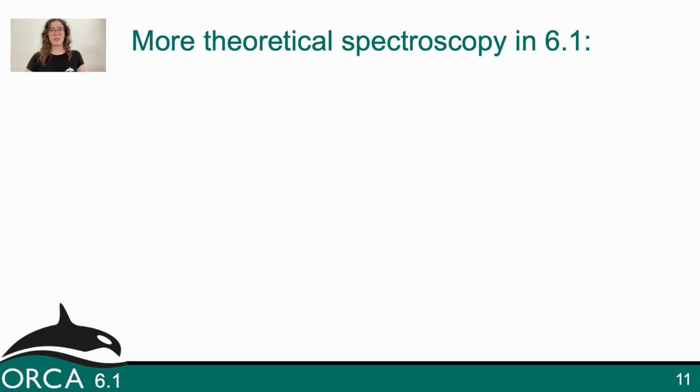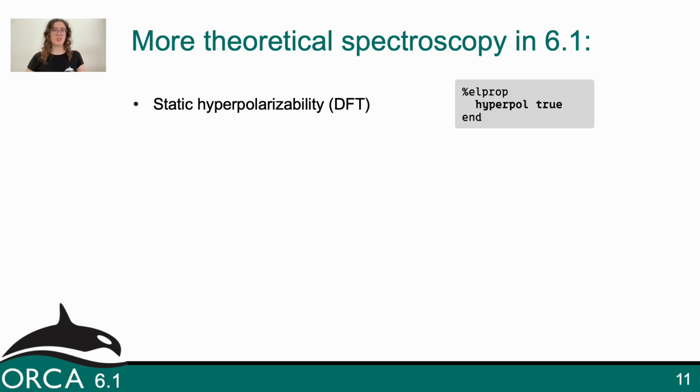Which leads me quite naturally to what else is new in theoretical spectroscopy in ORCA 6.1. One thing I wanted to mention is that it's now possible to also calculate another third derivative property for basically the same range of methods as the Raman intensities. This is the static hyperpolarizability. It's simple, you ask for it in the %LPROP input block.